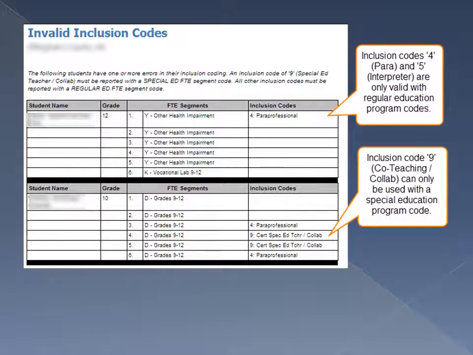The Invalid Inclusion Codes report will help you and the data clerk identify situations where the inclusion code that is aligned to the FTE segments is invalid.